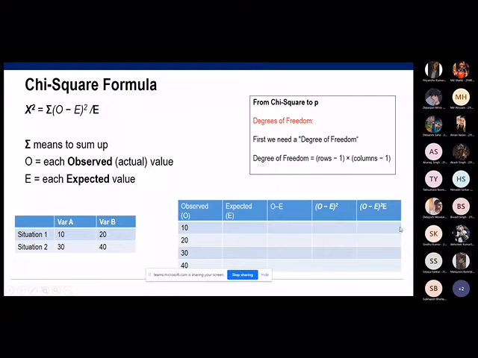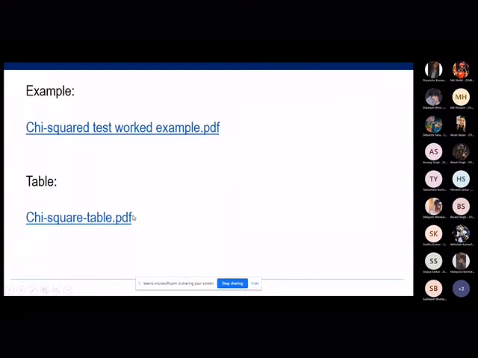You can create a table like that and write the observed values 10, 20, 30, and 40. Now you have to find out the expected values. How do we calculate these expected values? For that purpose, you have to find out the row total and the column total. For that, I need to open that PDF. I have already shared that PDF file. In that PDF there is an example which shows how to calculate the chi-square.